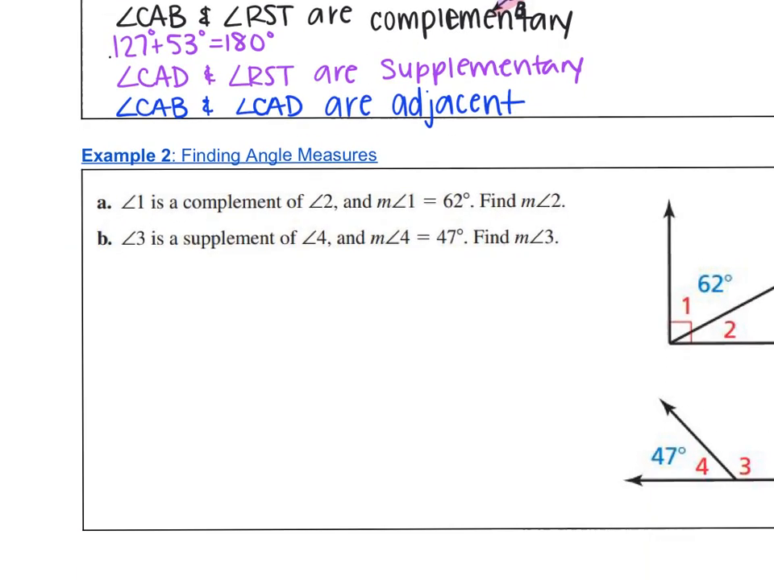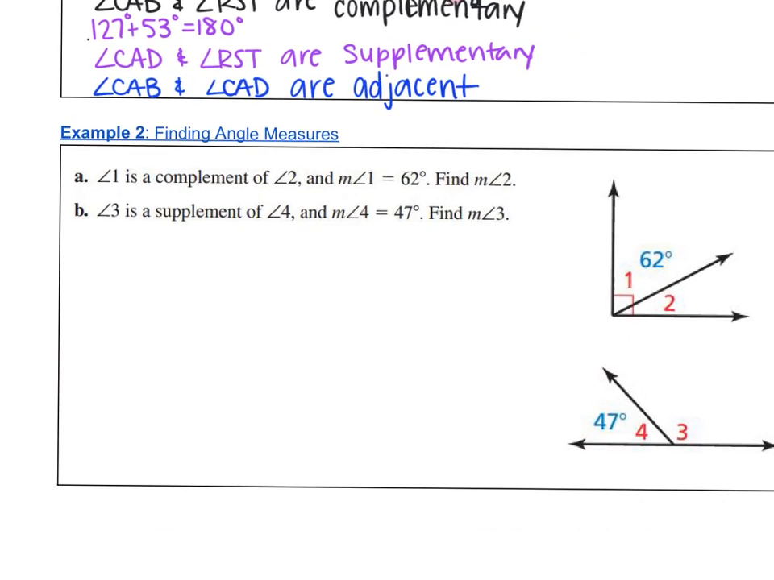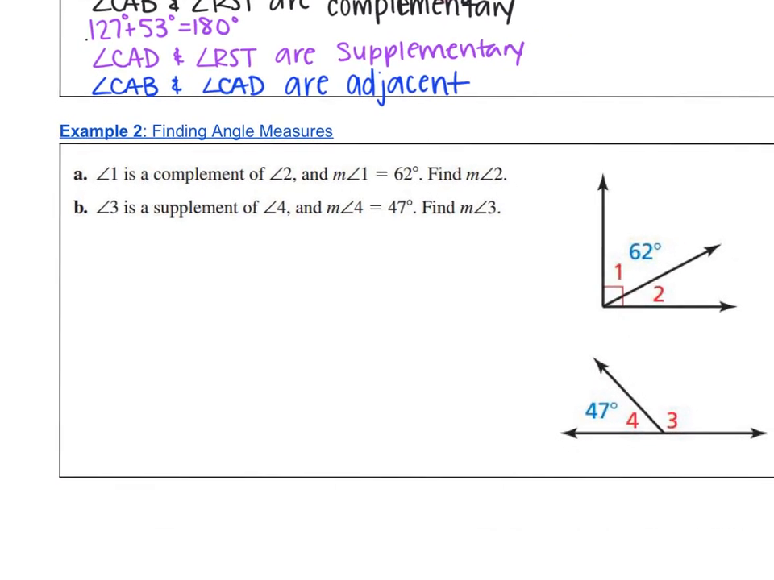Let's go ahead and take a look at the next example. The next example is going to give us some information and ask us to find missing angle measures. We're also going to have to use the angle addition postulate from back in, I think, 8.2, so I'll have to remember that as well. Part A, the first picture, says angle 1 is a complement of angle 2, and the measure of angle 1 equals 62. Find the measure of angle 2.